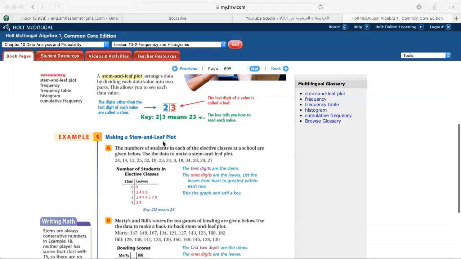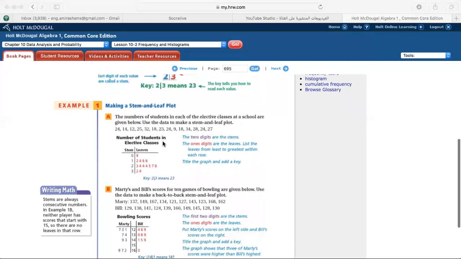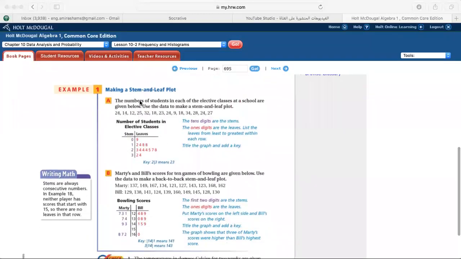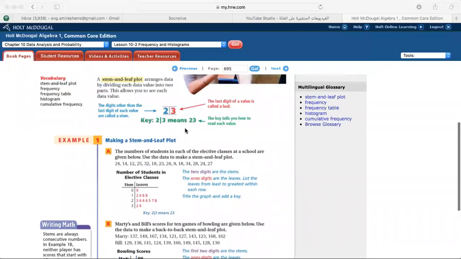Okay, girls? So, I will remind you of this one. The number of students in each of the elective classes at a school are given below. Use the data to make a stem and leaf plot. I have here numbers, okay?